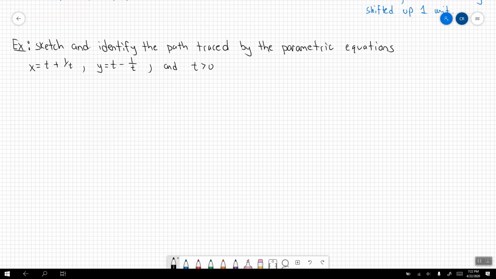So now we're going to see how all of this is going to work out for us. Again, we want to sketch this first. After we sketch it, we're going to identify the path being traced. If we can eliminate the parameter at that time, then we'll do so. But for now, let's make a table so we can sketch this specific equation. So here's our table. We have our t's, our x's, our y's, and our coordinates. I'm going to start choosing some random t values. Notice here, t is greater than 0, so I must choose any positive t value that we can come across.